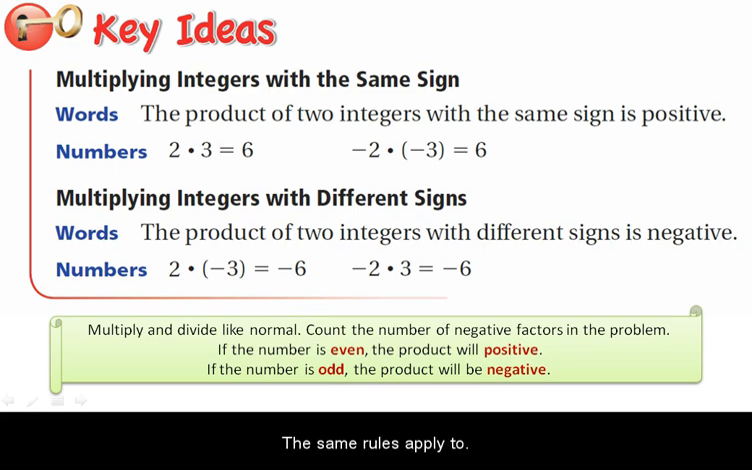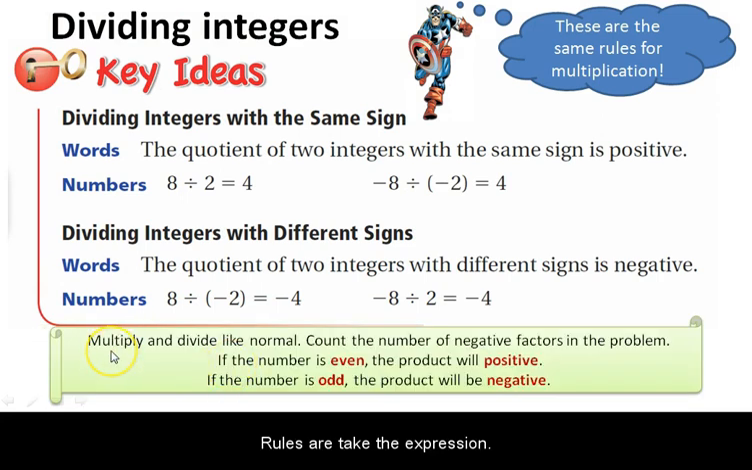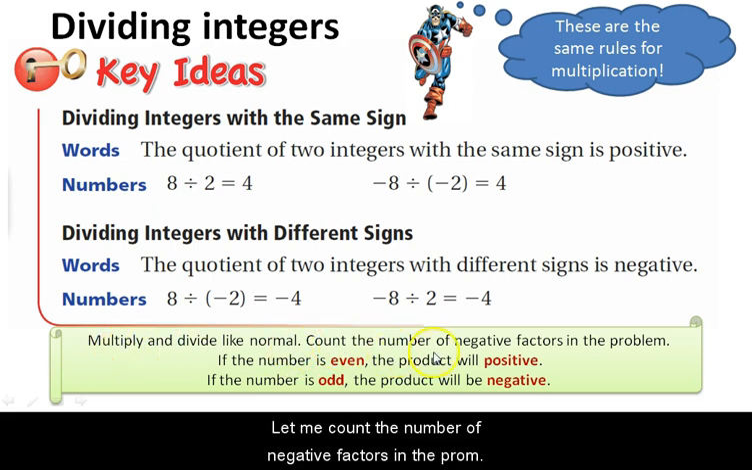The same rules apply to division. Again, the rules are, take the expression and multiply and divide like normal. Then we count the number of negative factors in the problem. Again, if there's an even amount of negatives, the product will be positive. If there's an odd amount, the product will be negative. It is very important to distinguish the difference between a minus or subtraction sign and a negative. We'll be applying all these rules together when we concern ourselves with the order of operations for more complex expressions. Let's take a look.